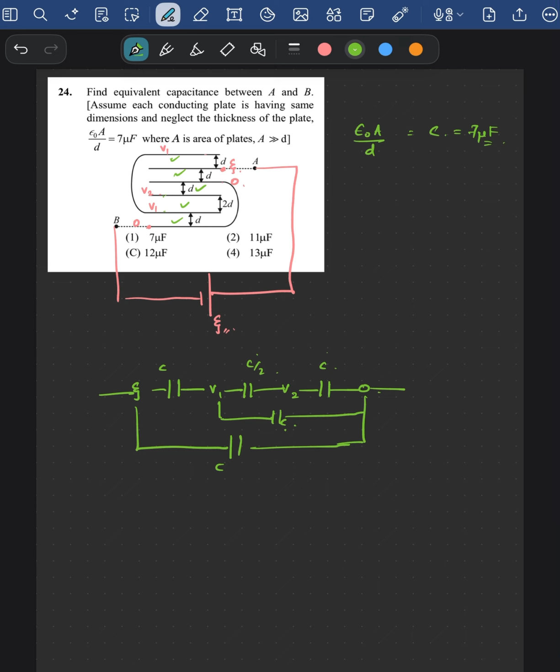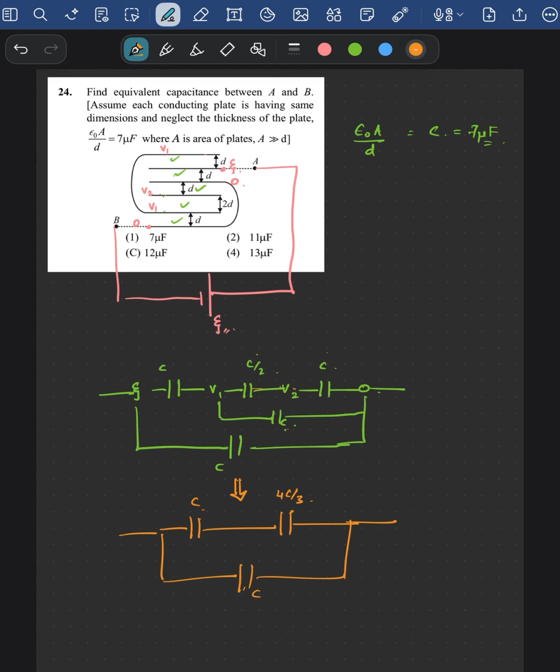So let's keep on simplifying this circuit. Since C by 2 and C are in series, the effective capacitance will be C by 2 into C, divided by C by 2 plus C. That becomes equal to C by 3. Then C by 3 and C are in parallel, so this becomes 4C by 3. Now C and 4C by 3 are in series, and these two are in series and they are in parallel with the C.